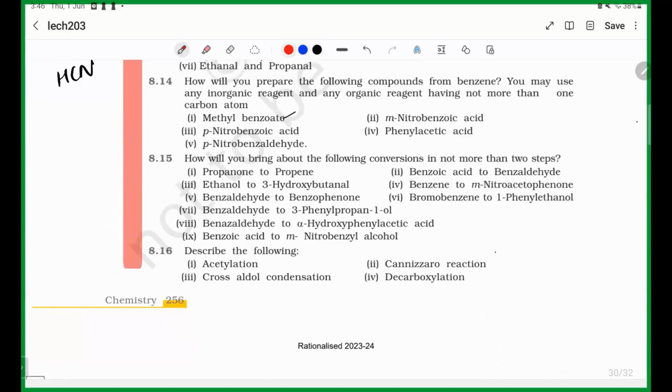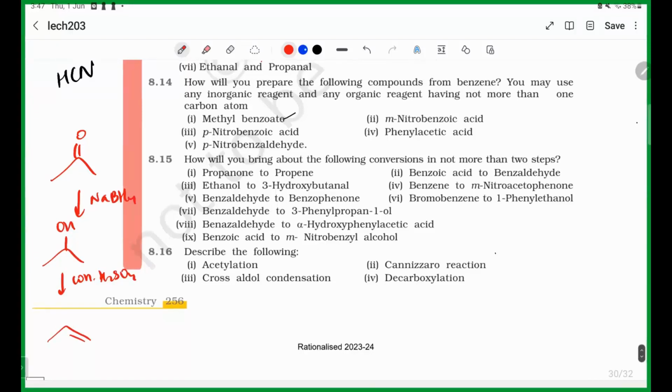Now we have this 15th question. How would you bring about the following conversions with not more than two steps? Propanone to propene. So let us say propanone. How do you bring about that with propene? Well, we are in the process of reducing, right? So let us reduce. NaBH4 is a mild reducing agent, reduces only carbonyl groups. That gives the OH. Now dehydration with conc. H2SO4. So that is the conversion of propanone to propene.